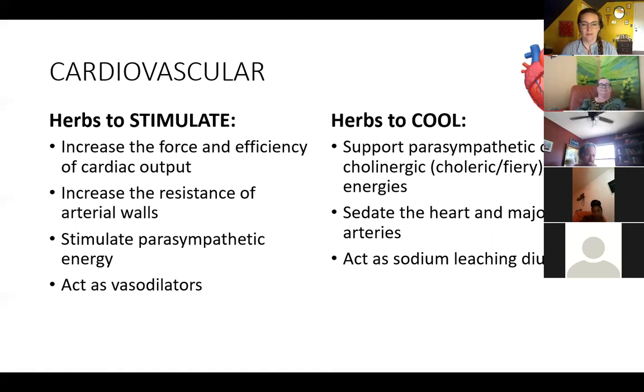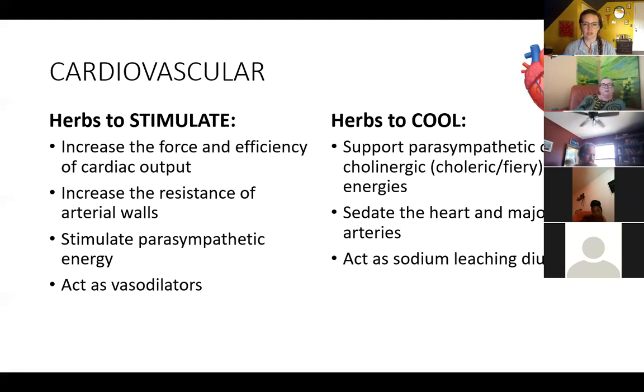Sedating the heart and major arteries. There are just general things to sedate the heart. I'm thinking of violets. I mean, even though violets aren't specifically cardiovascular related, to kind of bring the heart into a centered, sedated state sometimes when it's just overwhelmed is a good option.